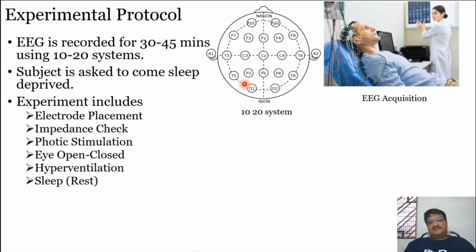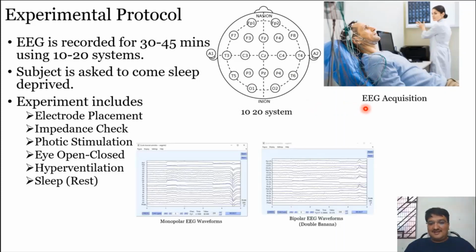Again, in the 10-20 system, there are different ways to record your data. I already mentioned the montage before. The same thing applies here as well: monopolar as well as bipolar. And this bipolar EEG waveform is known as a double banana because of F1 minus F3, F3 C3, C3 P3, P3 O1, like that. This would be your first banana and this would be the other banana. So it is known as a double banana montage.